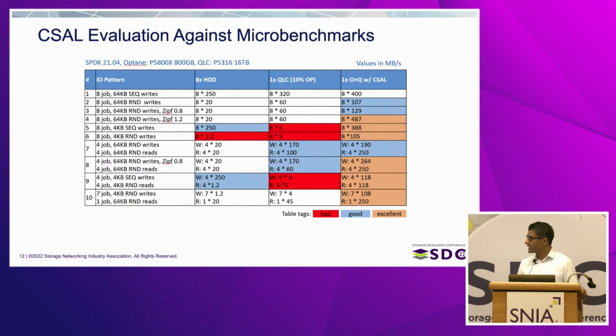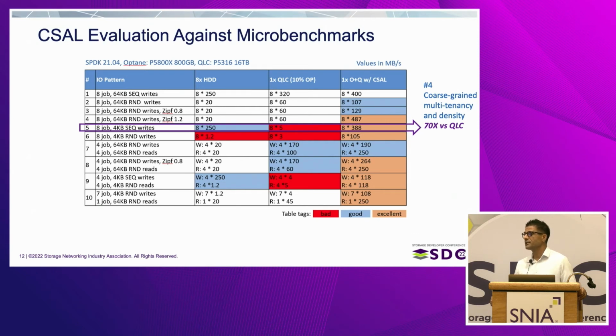And then lastly, I want to talk about this sequential workload. This is an interesting one. This is the case where the QLC drive by itself was underperforming the HDDs. A single HDD can deliver about 250 megabytes per second. So 8 of them to 8 tenants, each HDD bound to a single tenant, was giving 250 megabytes per second to each tenant.